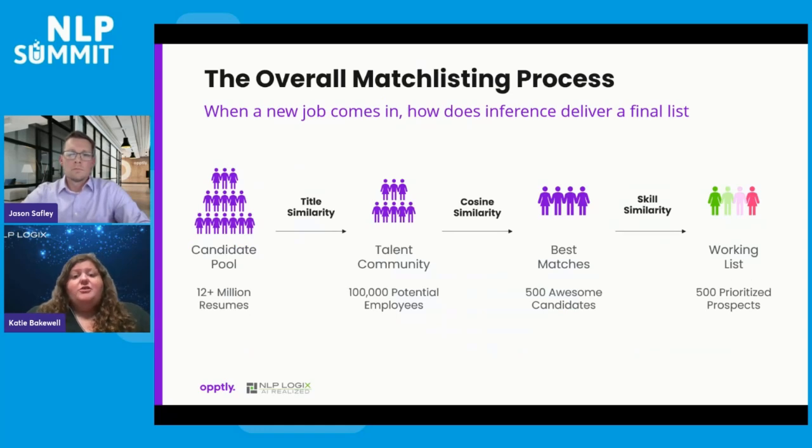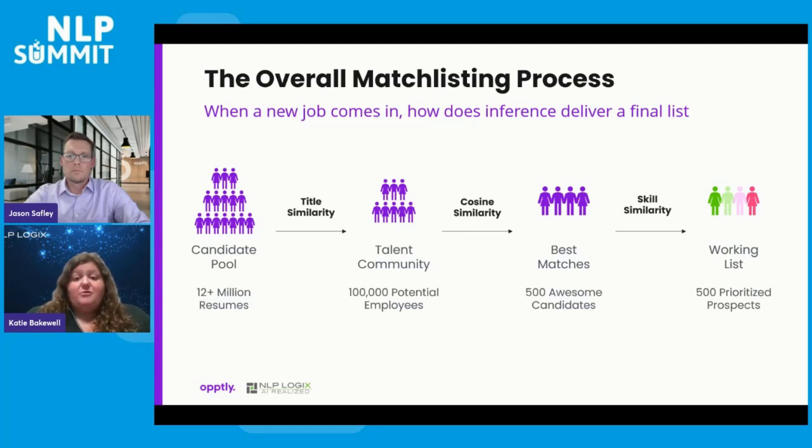So overall, the inference process here: when a new match list comes in, when there is a brand new job and we want to figure out who are the right people for this job, who are the people that we want to surface, that we want to send out a campaign to, we're going to start out with our full candidate pool. So we're talking about 12 million plus resumes here. And we want to be able to identify, how do we find 500 people? How do we find the best 500 people? If I'm looking for a nurse, I don't need to search through teachers' resumes.